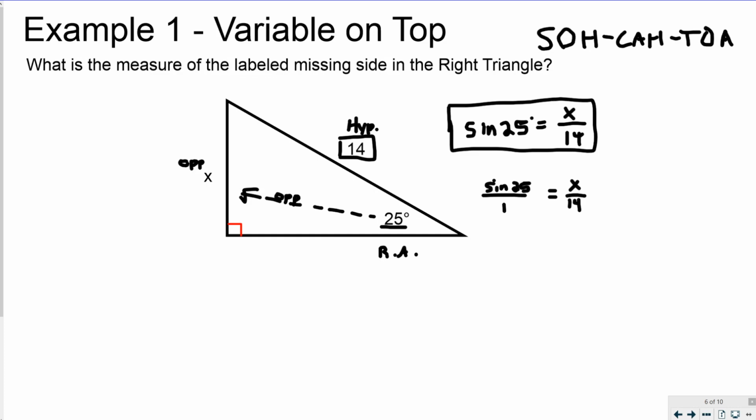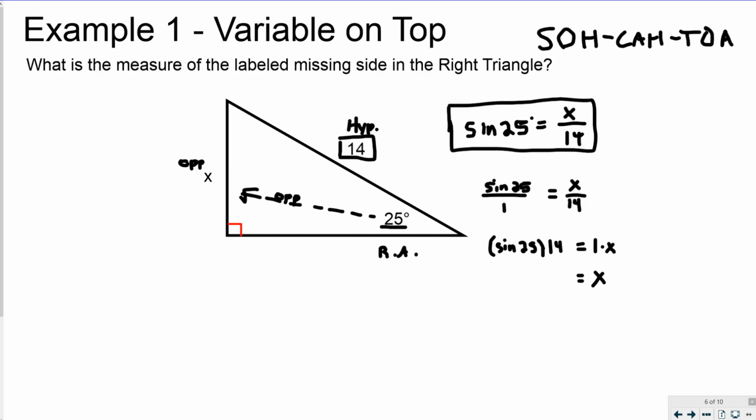I'm not actually doing any multiplication until I'm ready to punch this into my calculator. I'm just going to write it out like I did the multiplication. So it's going to be sine of 25 times 14 on the left side, and 1 times x on the right side. 1 times x is just x, so I am solving directly for x, which is nice.